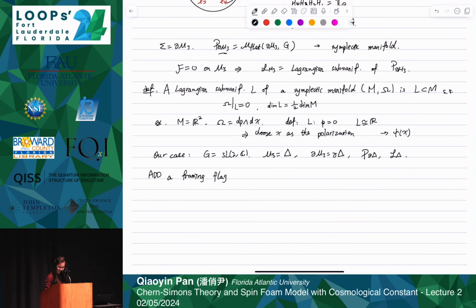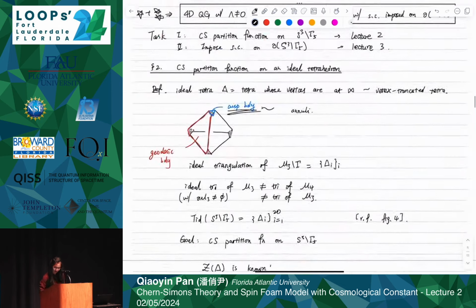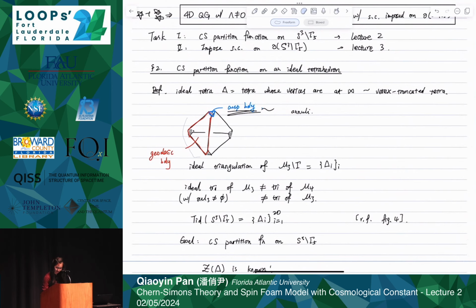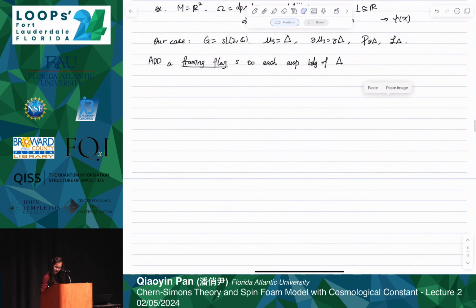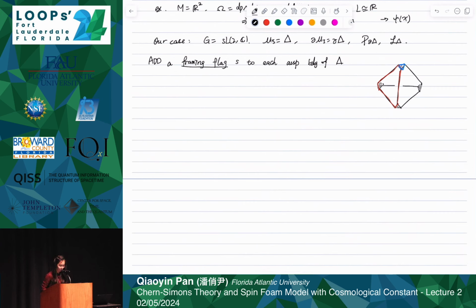framing flag. I denote it by S, to each cusp boundary of the ideal tetrahedron. I remind you what is the cusp boundary. Let me just copy this ideal tetrahedron to here. And the cusp boundaries are the truncated triangles I color in gray here. And what is the framing flag?